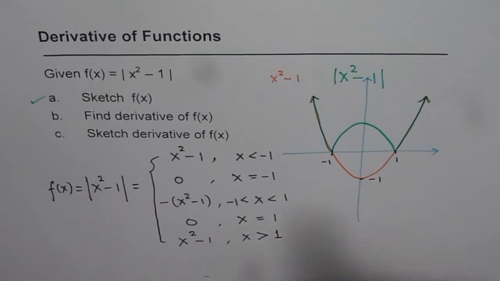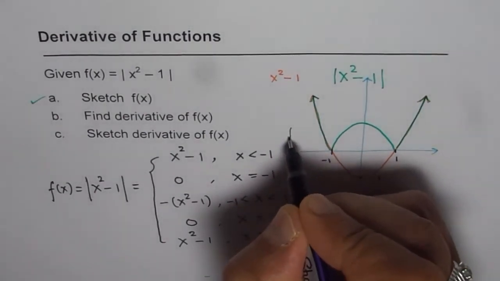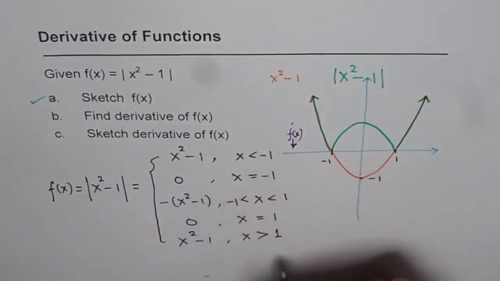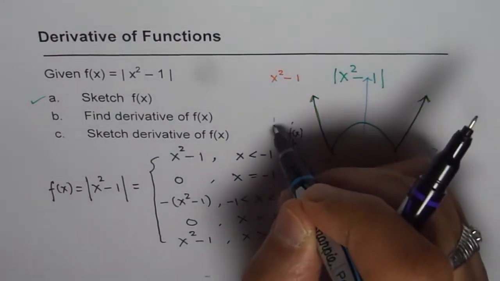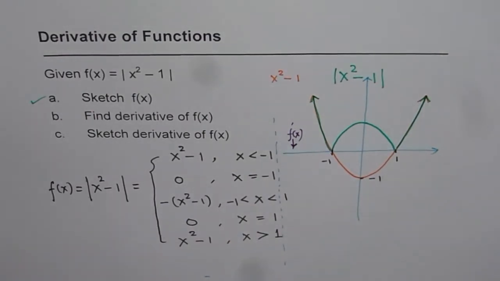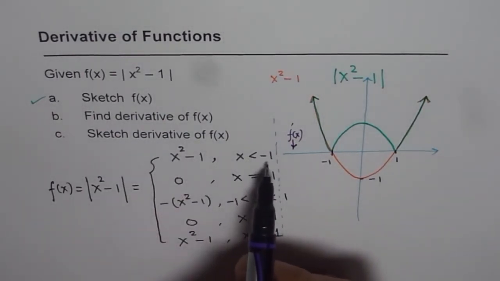I think we can use this space here to write down the derivative. So I'll write f dash of x here, right? And I'll write down the derivative in this column. Okay, it'll mess up a bit, but I think it will give us a better picture. Okay, so let me draw some guidelines. Now let's start with the leftmost portion, which is x less than minus 1.